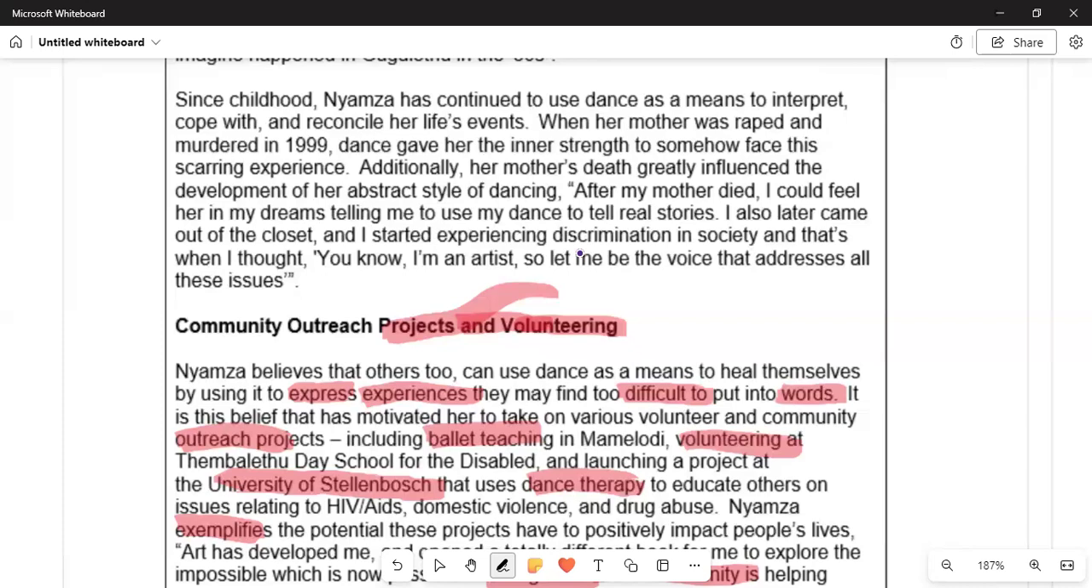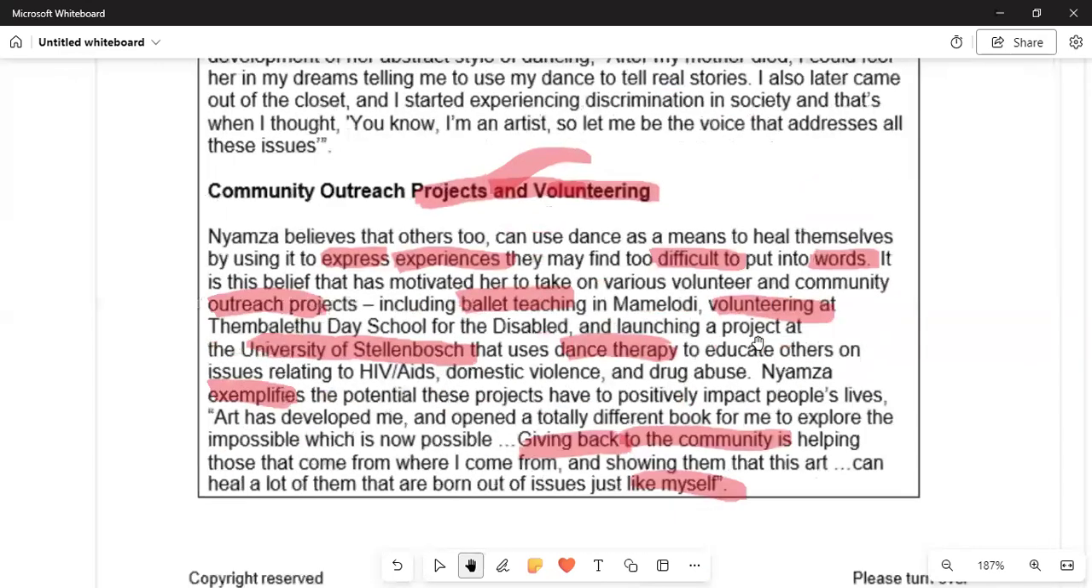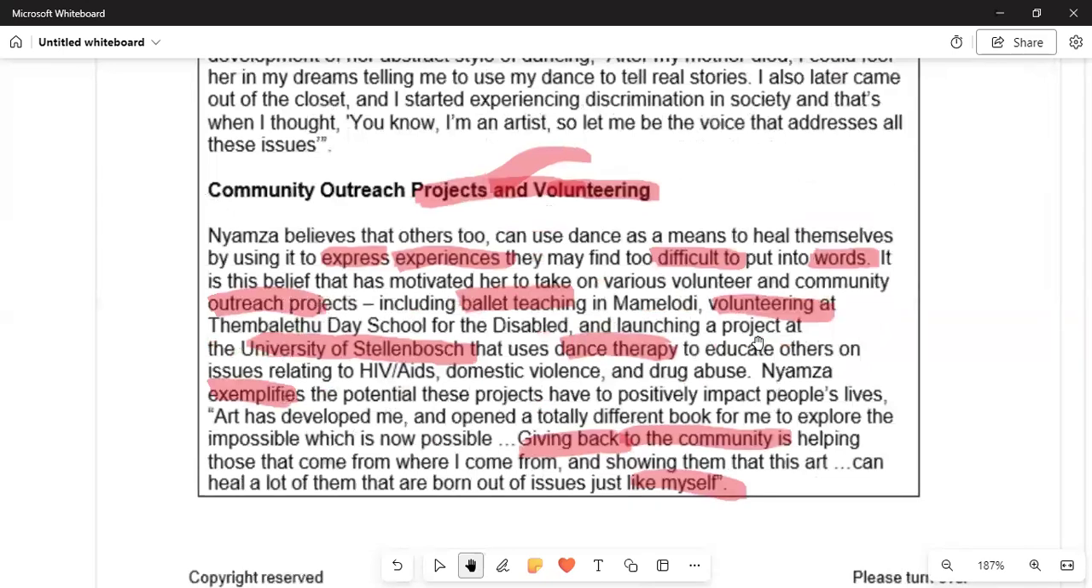After my mother died, I could feel her in my dreams, telling real stories. I also later came out of the closet and I started experiencing discrimination in society. And so let me be the voice that addresses all these issues. She was quoted saying that. So you can see that the dancing project has come very far.